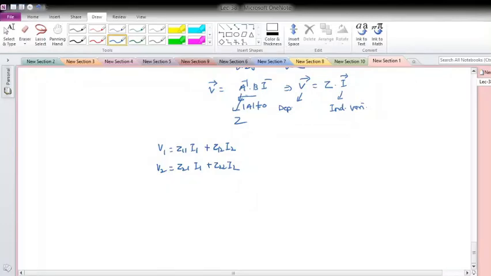Now, as we call it open circuit, I would like to know each voltage and current. For that, let me first define I2 equal to 0 and see what I get, and then define I1 equal to 0 and see what I get. Fine. So with this, what can be done?